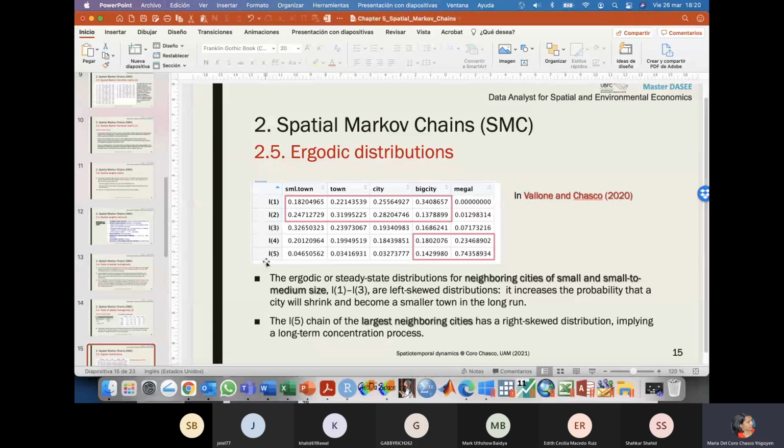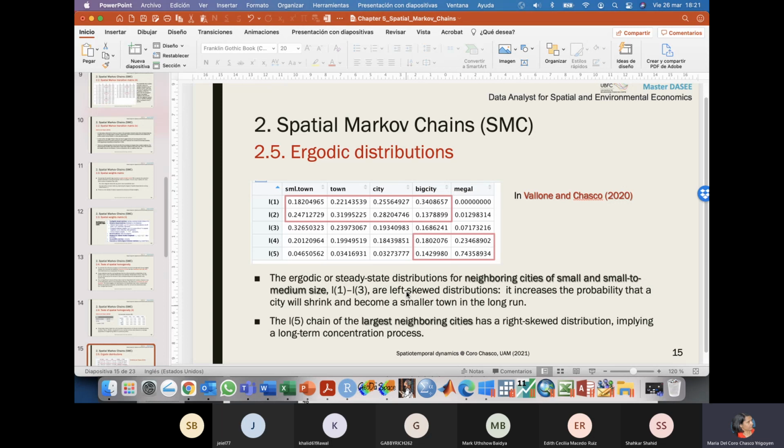And what we found was very interesting. These distributions for neighboring cities of a small to medium size, the ones that I highlighted here, are left skewed. Left skewed in what sense? In the sense that the higher probabilities are more or less concentrated in a small to medium size, and not in the megalopolis or in big cities. What is the interpretation of this outcome?